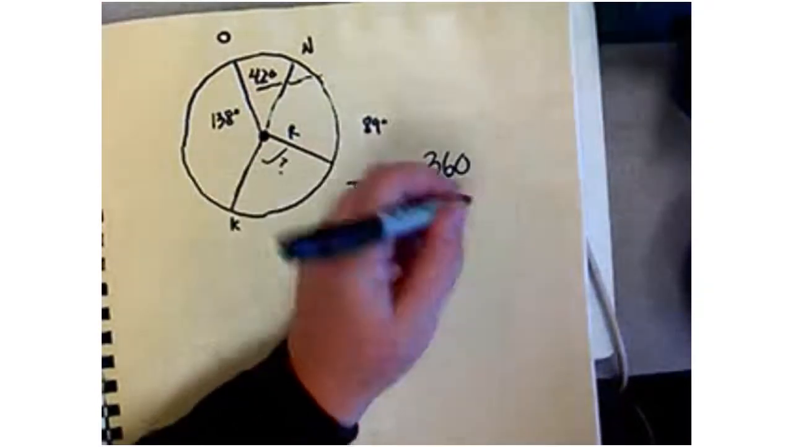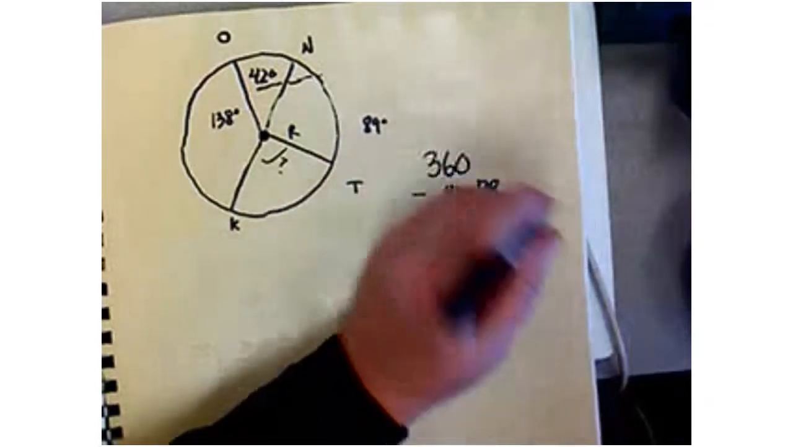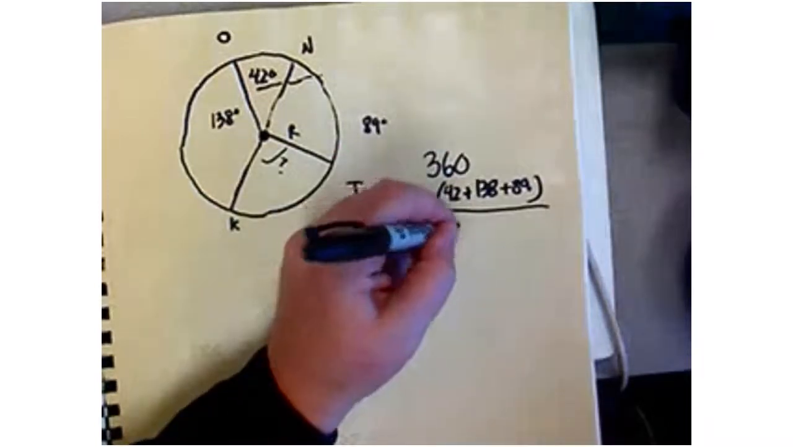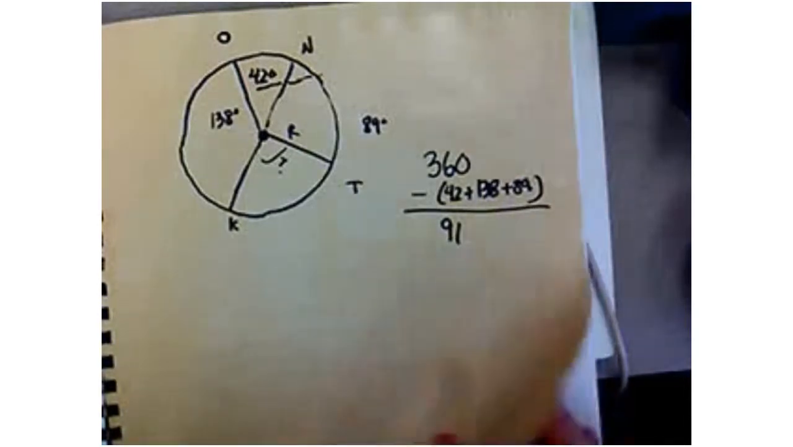We want to subtract the 42, the 138, and the 89 all together, and we get 91 degrees left over. That's what you've got to play with. You've got to notice that you're given certain measurements, and you can subtract from 360 and find the missing measurement. And that plays into the angle addition postulate, which you learned way back in Chapter 3 and reviewed in a recent email.